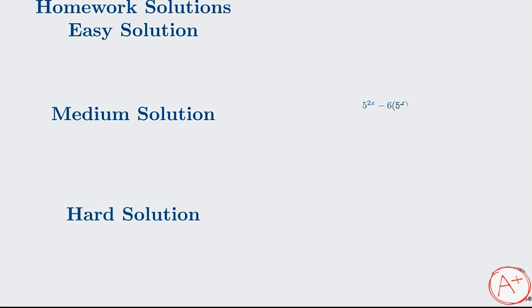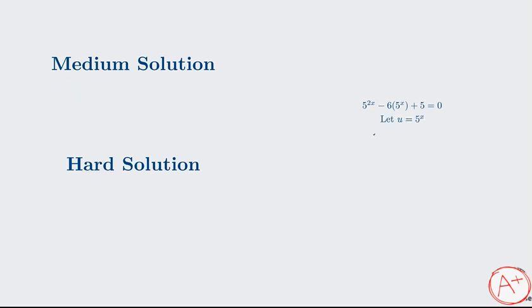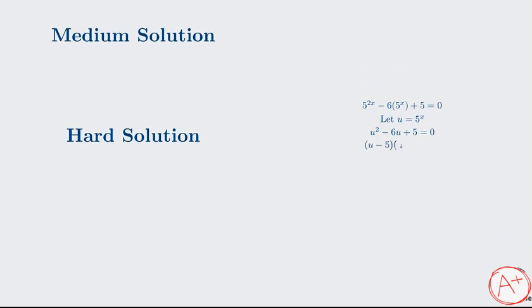Finally, the hard question, 5 to the power of 2x minus 6 times 5 to the x plus 5 equals 0. This is our hidden quadratic. Let u equal 5 to the power of x. We factorize this expression. This gives us u equals 5, or u equals 1.